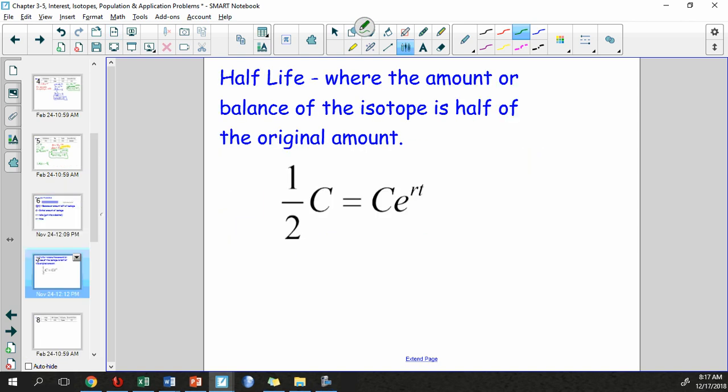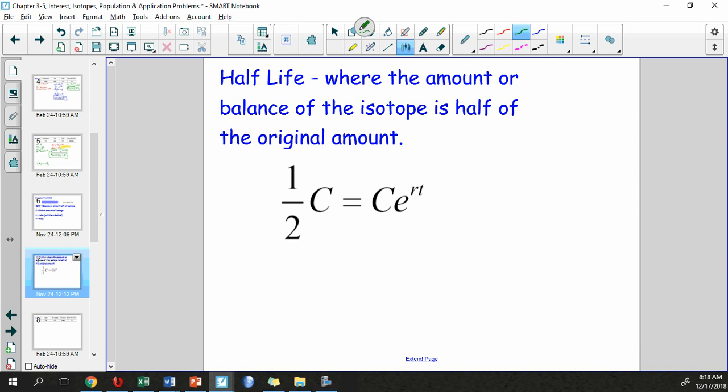A half-life. Instead of doubling our money, we're talking about decay. You with me? So we want to know how long it will take for this isotope that they've injected into your body to become half the amount in your body. You with me? So that's what we call the half-life. How long is it going to take? For example, how long will it take for radioactive material to decay? Things like that.